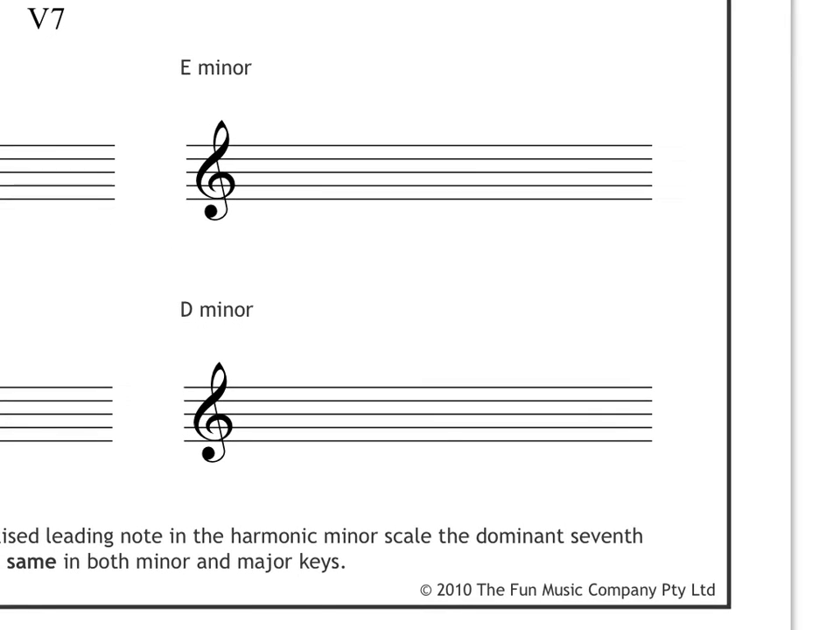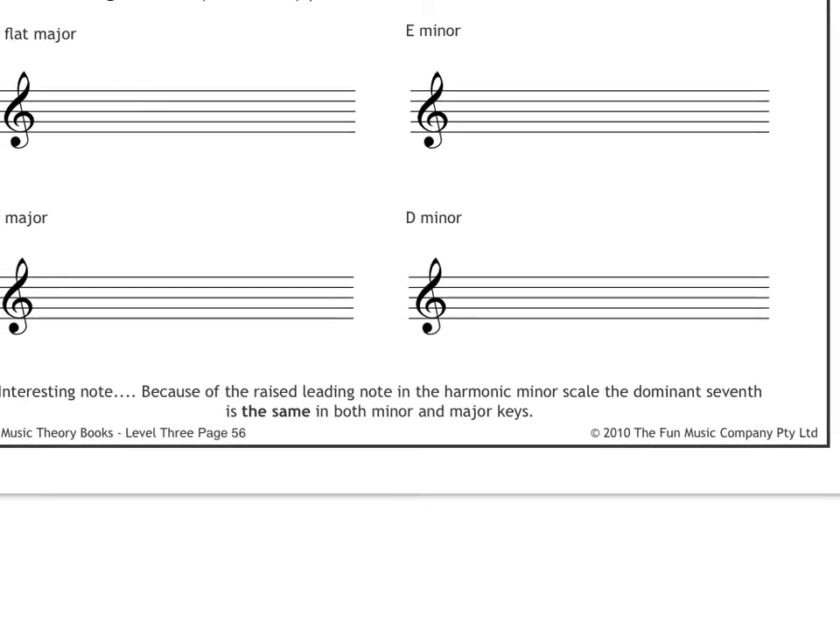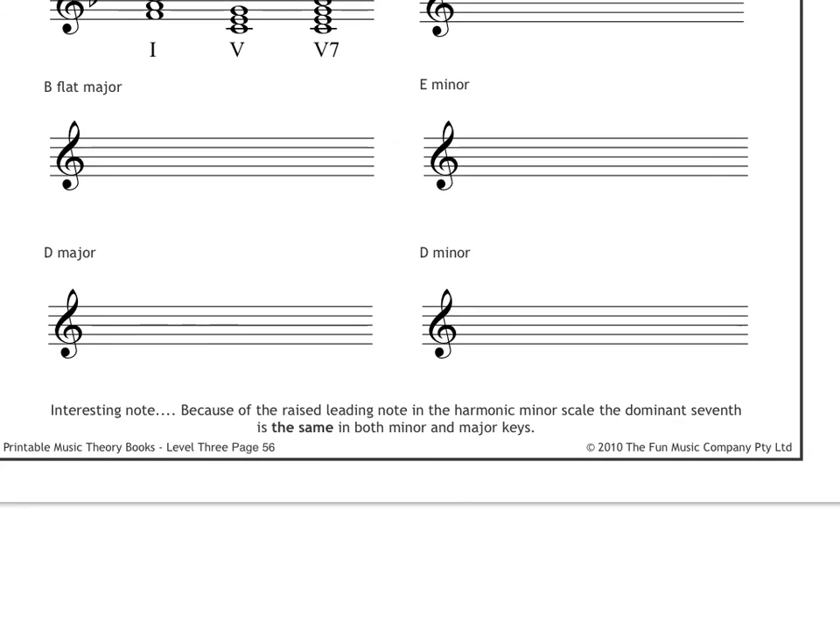Same thing for down here, D minor. In your dominant triad, wherever your dominant triad is, the middle note of that triad, or scale degree 7, will have to get raised. And that's the little point they're making at the bottom here. Because of the raised leading note in the harmonic minor scale, the dominant seventh is the same in both minor and major keys. You will notice that the regular 5 chord and 5-7 chord in D major are exactly the same notes in D minor.